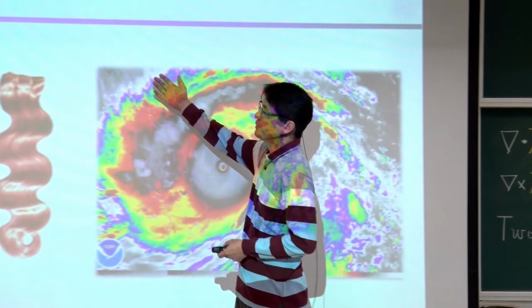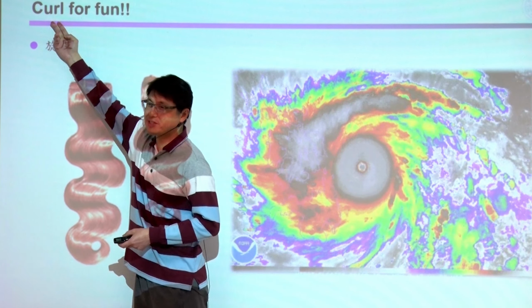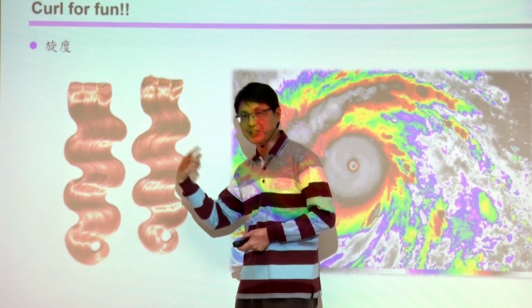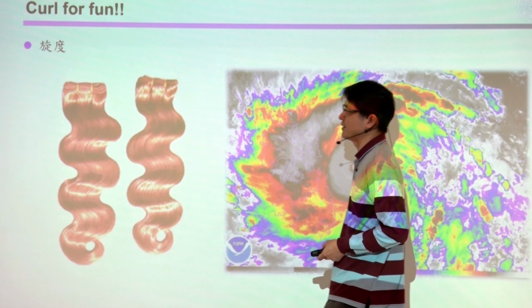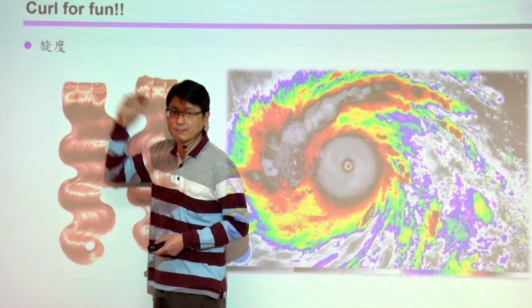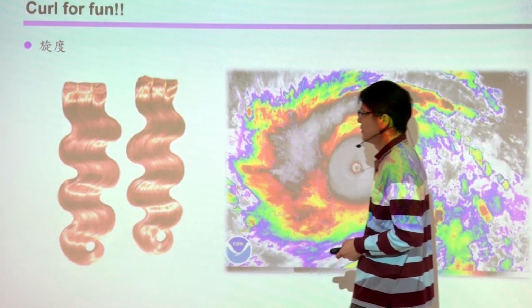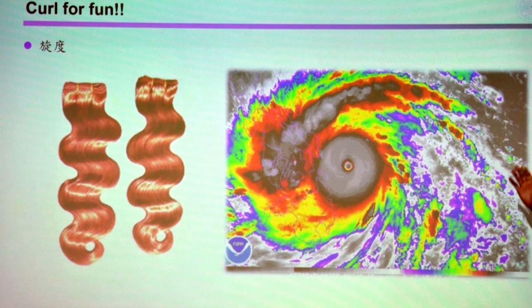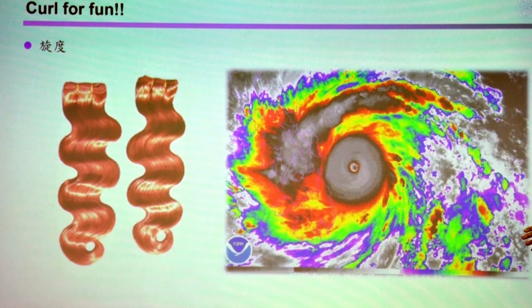Curl. Well, the word curl is like most Western people have curly hair, something curly. In Chinese, it's 旋度, if you can read it. Okay, 旋度. But those are not giving you a straightforward physical sense.